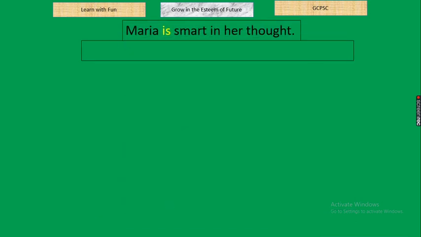Next, Maria is smart in her thought. Here, is is a helping verb. We know is as a primary auxiliary verb. It can be a helping verb as well as a principal verb, but this is not our headache. We know is as an auxiliary verb. So in case of is, there will be isn't at the beginning: isn't Maria smart in her thought? Then there will be a question mark. Instead of is, there may be another helping verb: is, am, are, was, were, have, has.